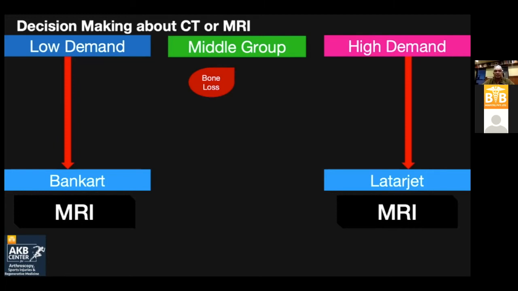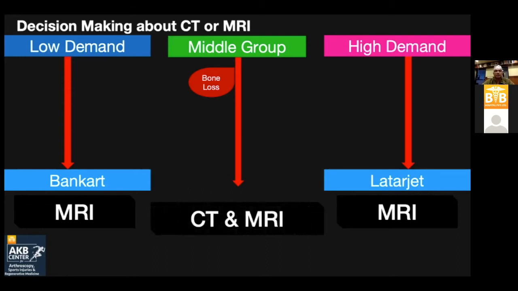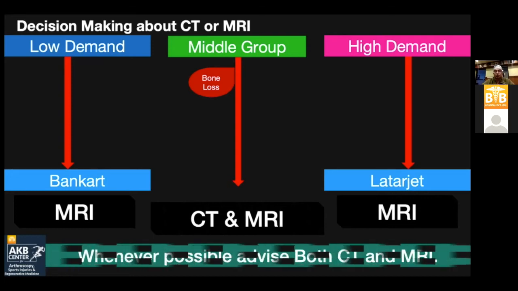In that case, probably a CT scan as well as an MRI scan, both of which are essential in this group of patients. But if you are asked which investigation you are going to do, whenever possible, we have to advise both CT scan and MRI for a thorough evaluation of the soft tissue as well as the bony component of the stability of the shoulder.